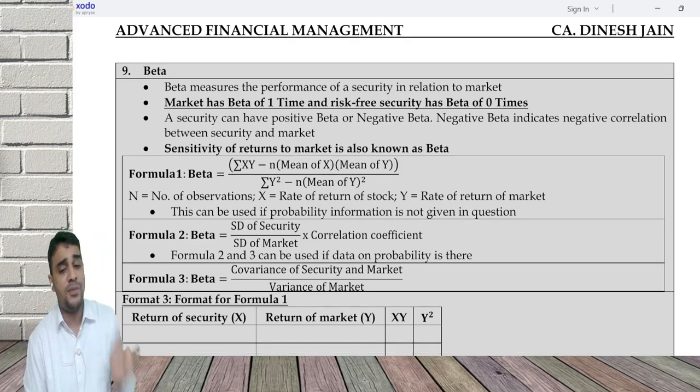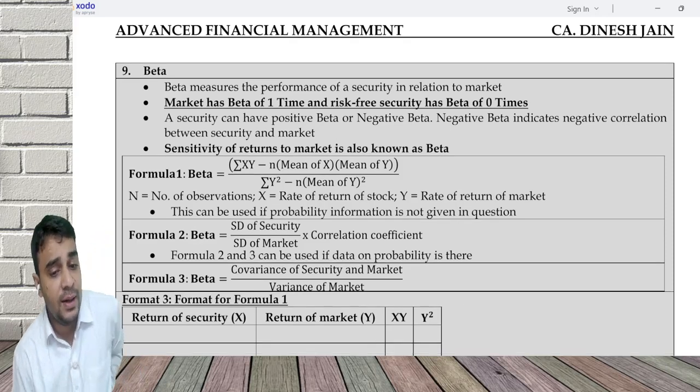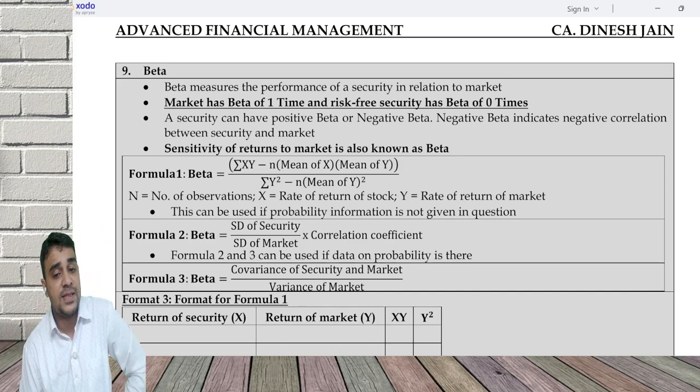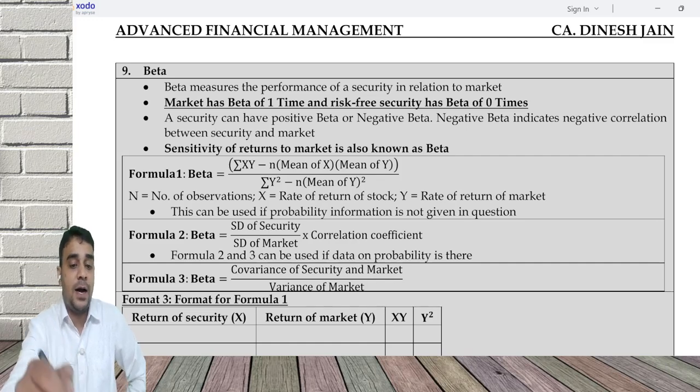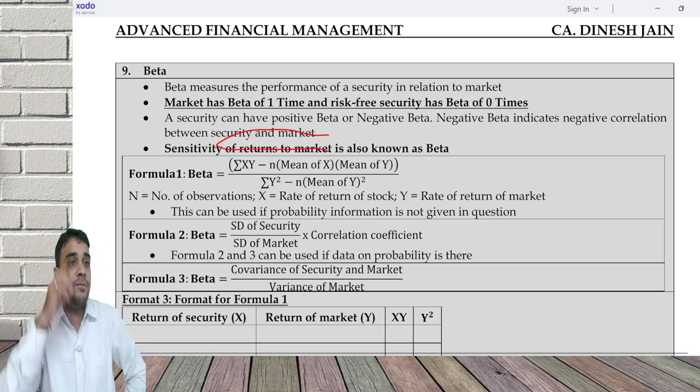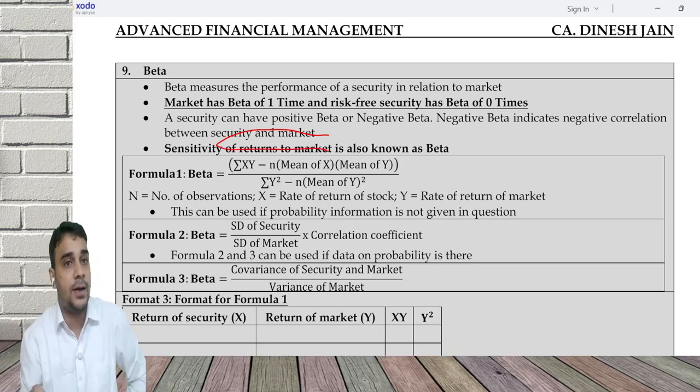Beta measures the performance of a security in relation to market. Market has beta of 1 time. Risk-free security has beta of 0 time. A security can have positive beta, negative beta. Negative beta indicates negative correlation. Sensitivity of returns to market. That is, how is the sensitivity of my returns in relation to market? In relation to market is known as beta.